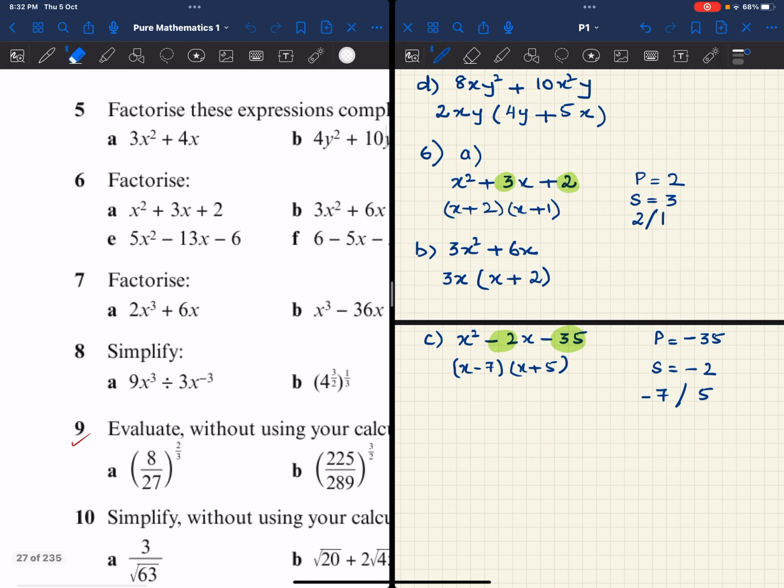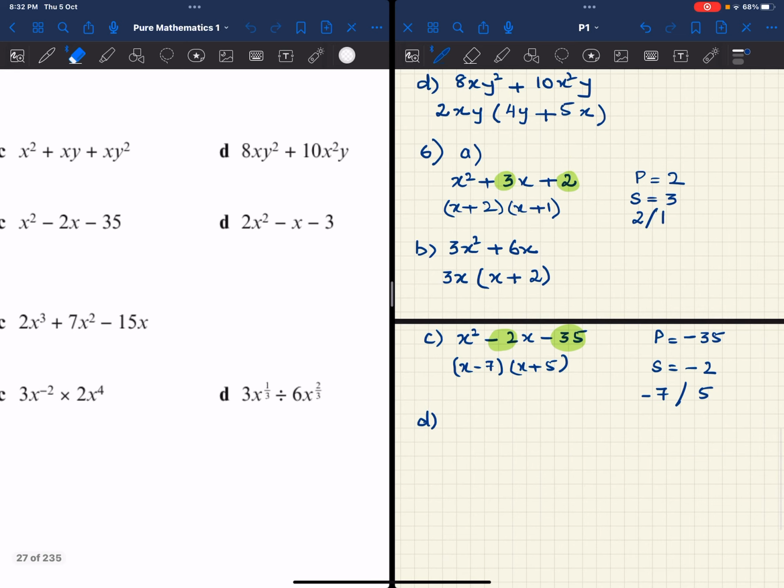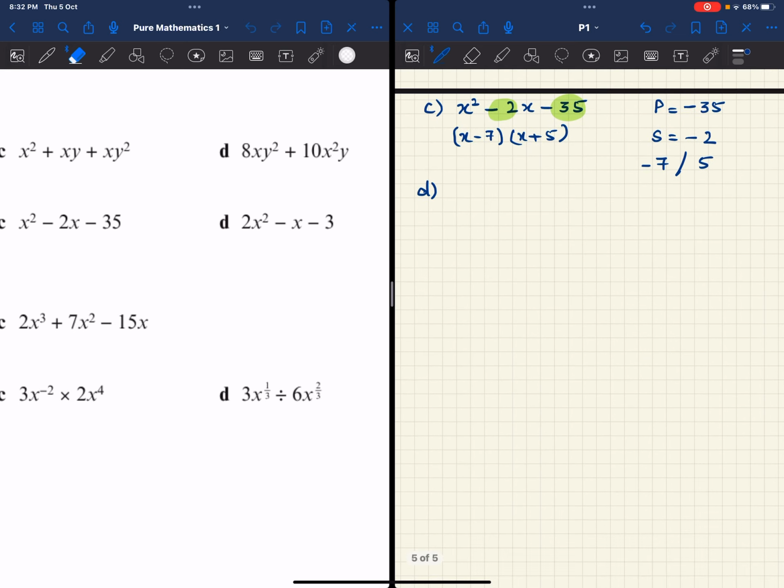Moving on to question D, we have 2x squared minus x minus 3.